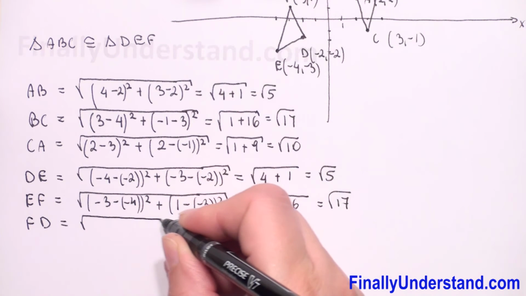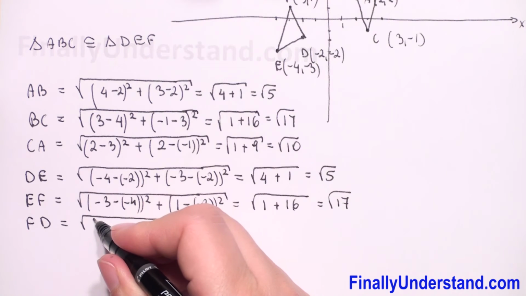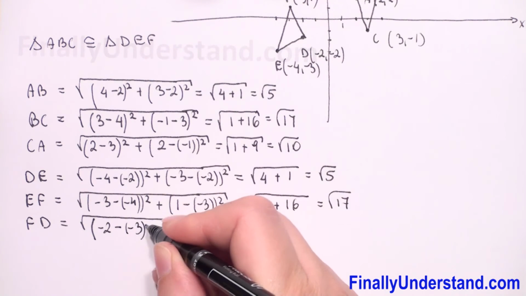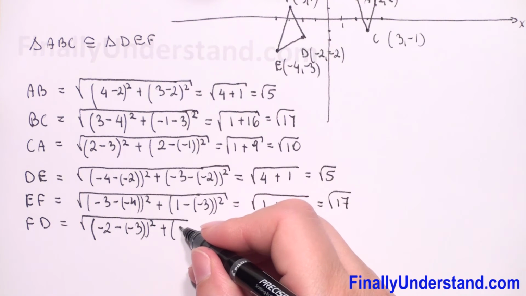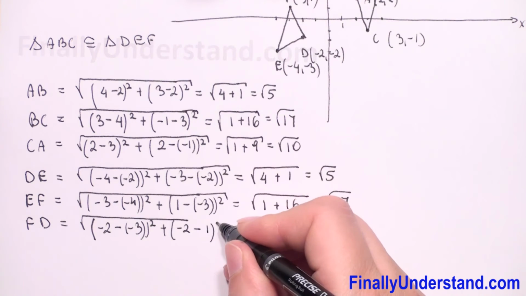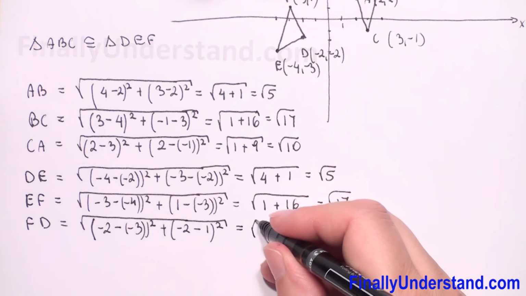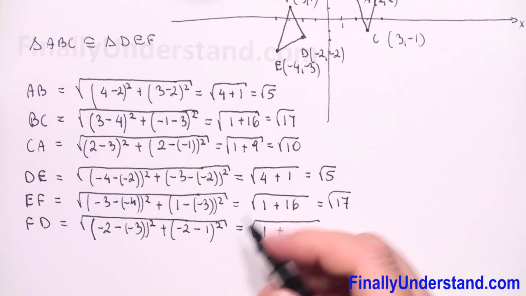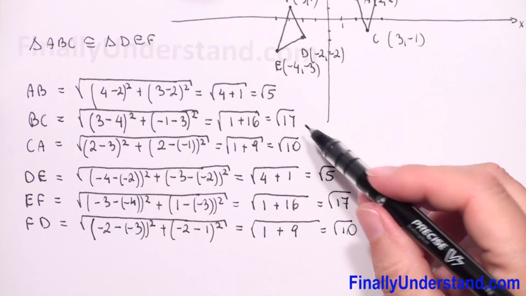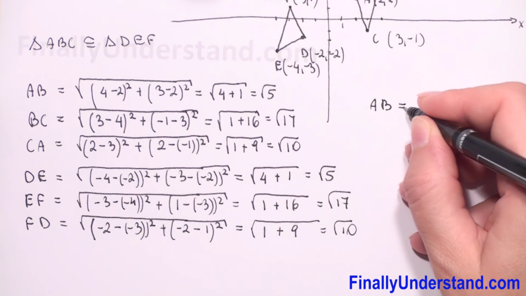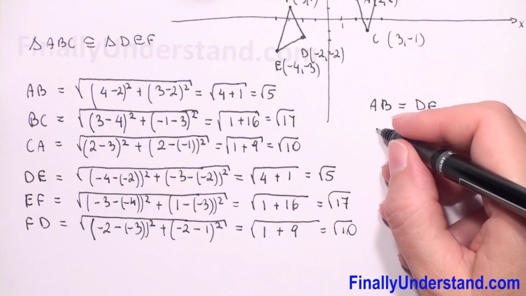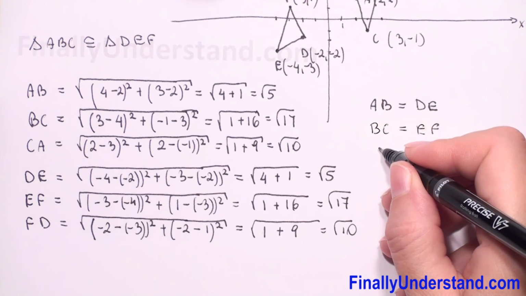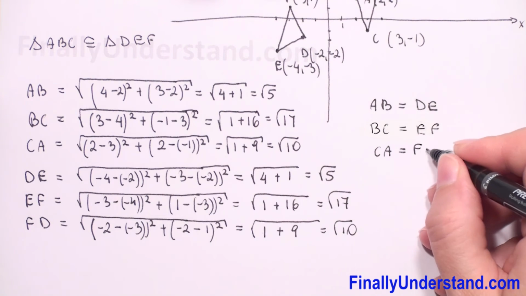So let's check now the FD side. So the first is F, second is D. So from D, we have to subtract F coordinates. So we have (negative 2 minus negative 3) to the second power plus (negative 2 minus 1) to the second power. So this is equal to the square root of: negative 2 plus 3 is 1, to the second power is 1, plus negative 3 to the second power is 9, so this is equal to the square root of 10. We got that side AB is equal to DE, and BC is equal to EF, and CA is equal to FD.